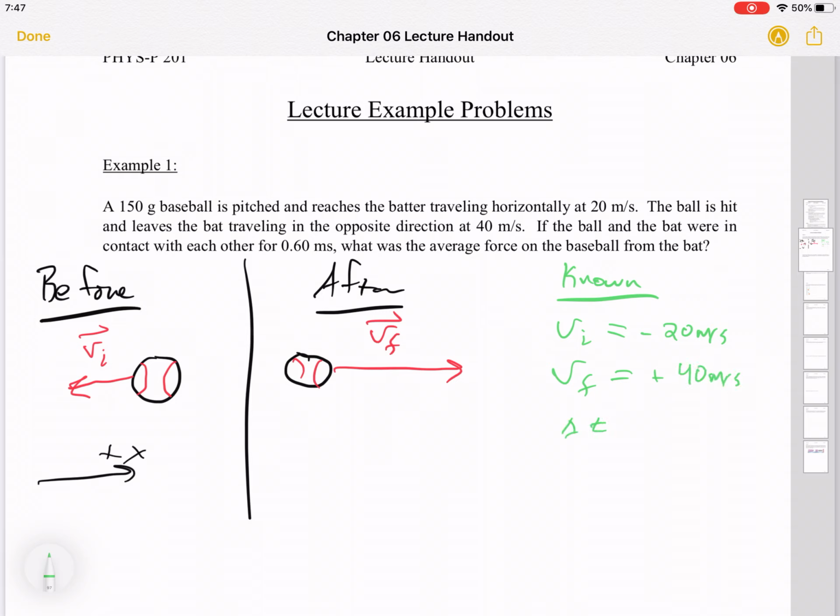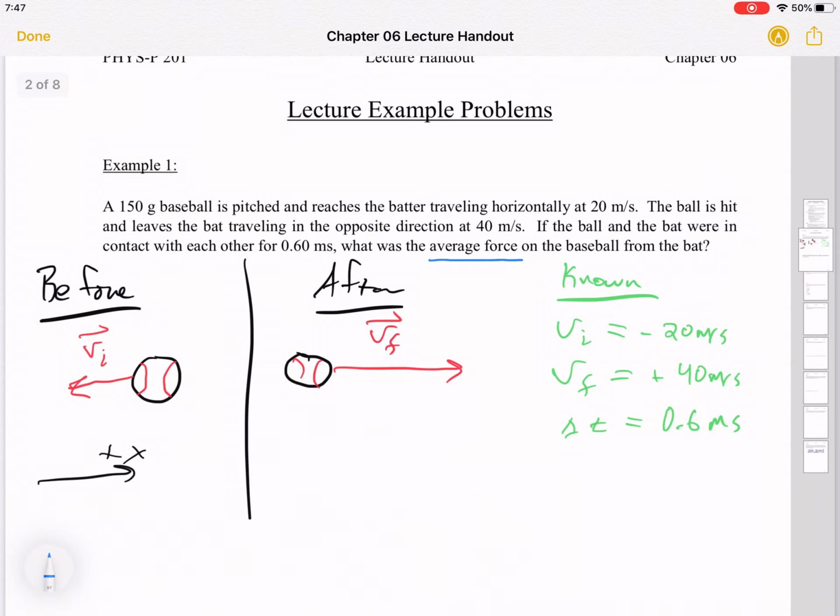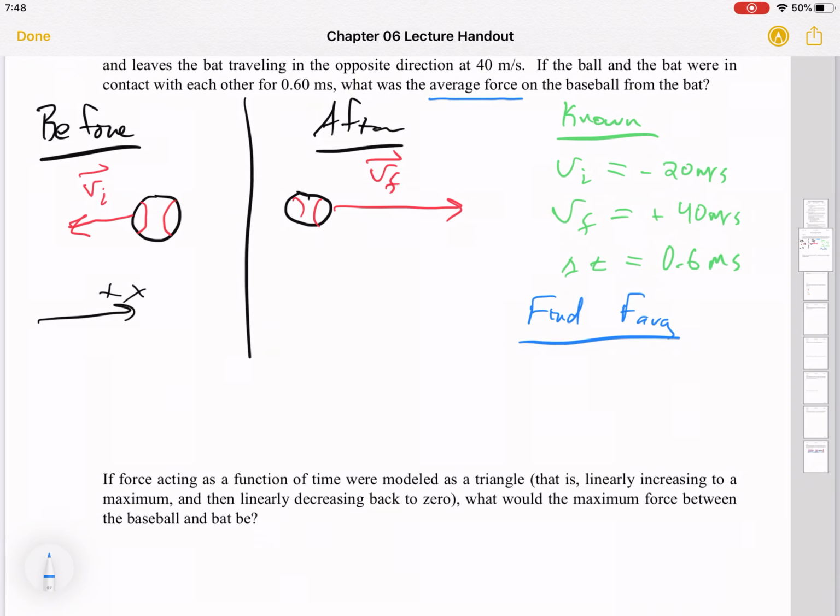The time for the interaction is 0.6 milliseconds. And that kind of time scale for these interactions is pretty typical. Single to tenths of milliseconds is a pretty typical time for this interaction. The question is, what is average force? So find F average. Okay, so we are going to use two sides of the impulse definition.